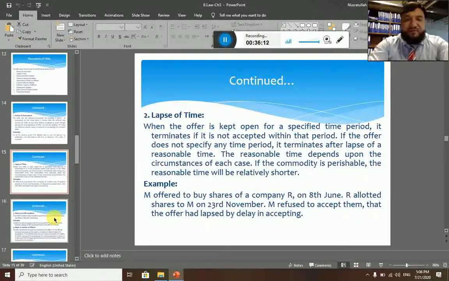Number 2, lapse of time. When the offer is kept open for a specific period, it terminates if it is not accepted within that period. If the offer does not specify any period, it terminates after lapse of reasonable time. The reasonable time depends upon the circumstances of each case. If a commodity is perishable, the reasonable time will be relatively shorter. So lapse of time is of 2 types. There are some offers having a specific time. After the specific time, the offer is revoked, you cannot accept. But there are some offers which do not have a specific time. They are open offers, but there is a reasonable time. After reasonable time, the offer automatically revokes. And reasonable time for perishable items is shorter compared to non-perishable items.